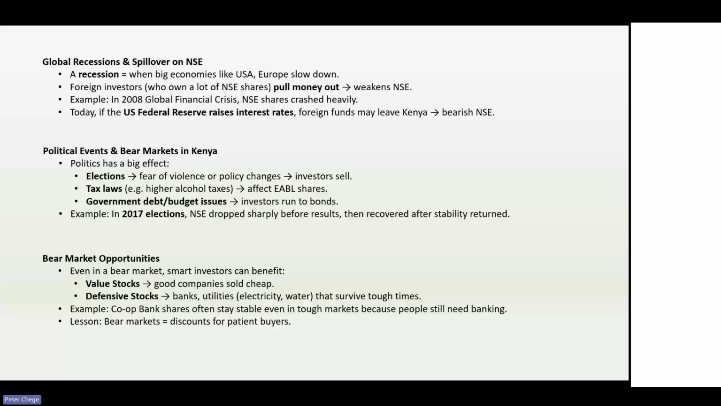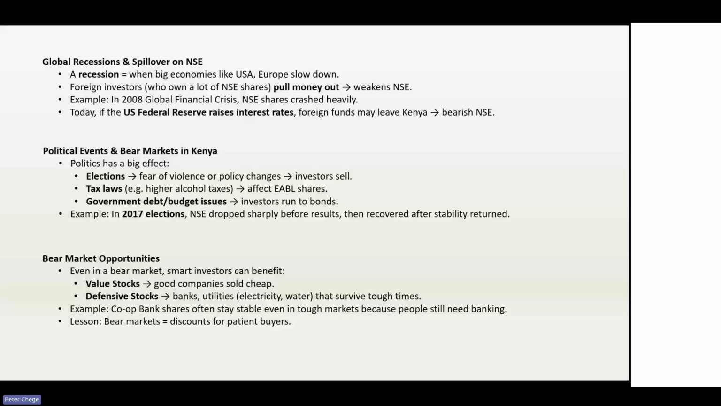Then there is government debt and also budget issues. So you find at that point, we want to run to bonds, especially when a government issues a new bond, or we find bonds have a more favorable rate than the NSE. We want to sell and run into bonds. Again, there is no supply. Sorry, there is no demand. What will happen? Again, prices go down.